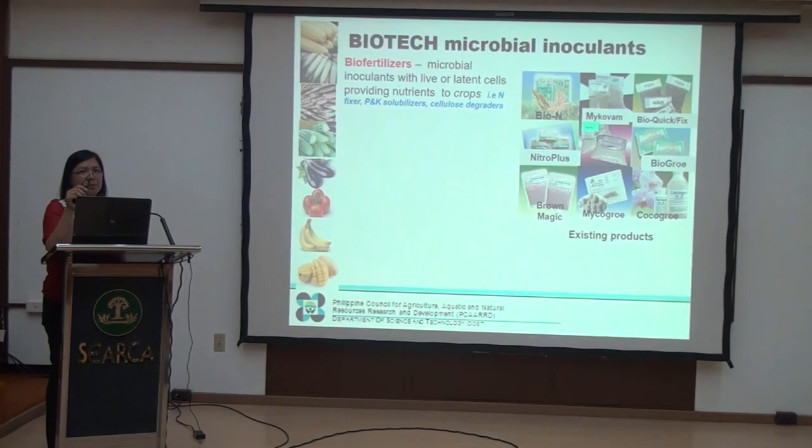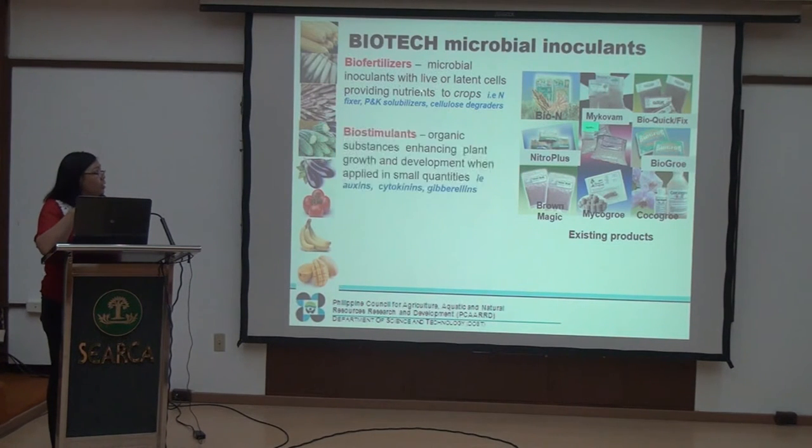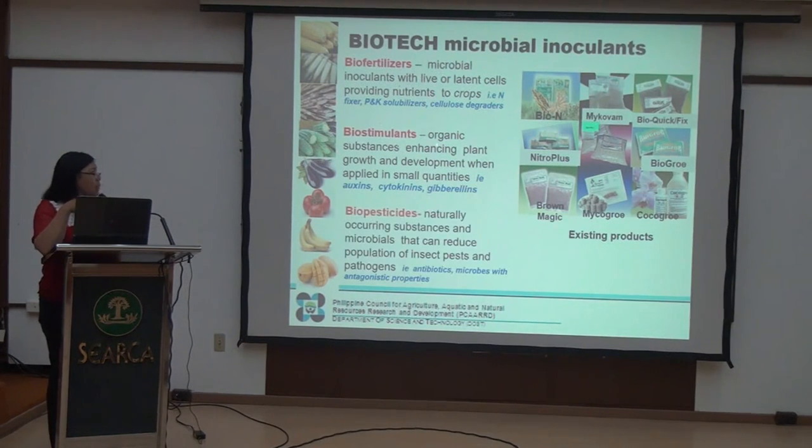biotechnology to create products. And right now, we are almost 36 years old, Biotech just had its anniversary. We have developed many biofertilizers, which we also call microbial inoculants. This is the definition: inoculants which have live or latent, meaning dormant, microbes, providing nutrients to crops. This could be through nitrogen fixation, or solubilizers of phosphorus and potassium. Solubilizers, because these nutrients are sometimes not available for uptake. Sometimes they are bound to soil particles. Sometimes they cannot be used, or the cellulose needs to be degraded first. Others are stimulants, to stimulate is to give small quantities of growth hormones.